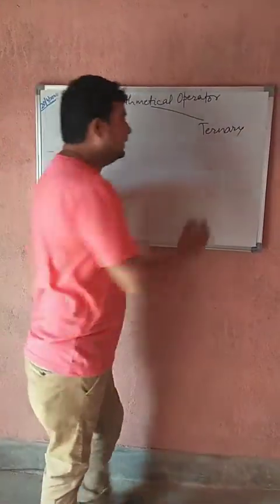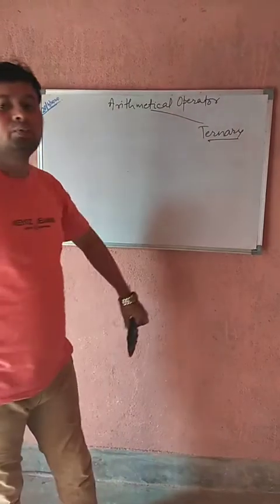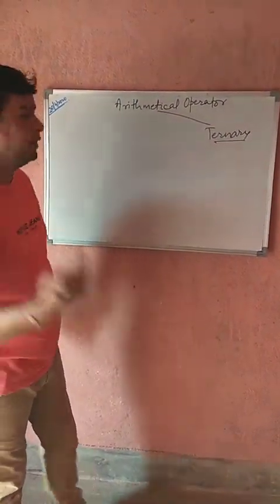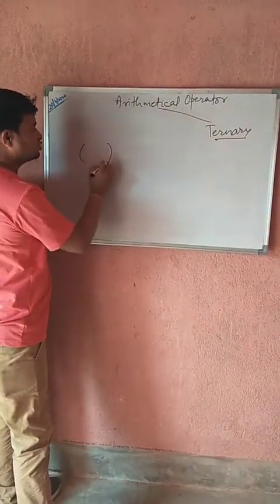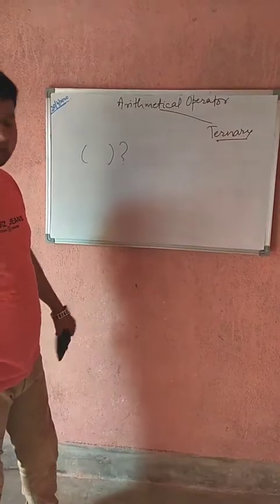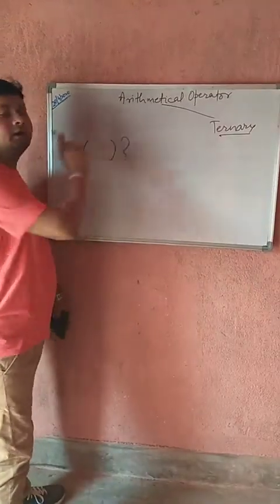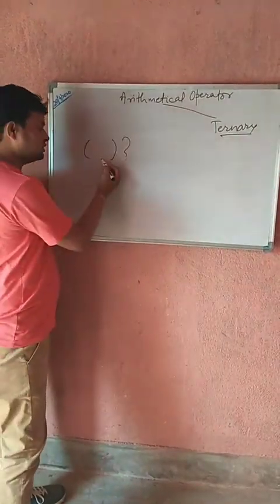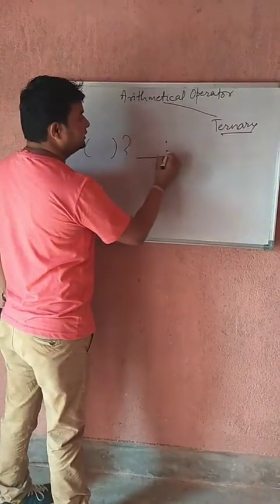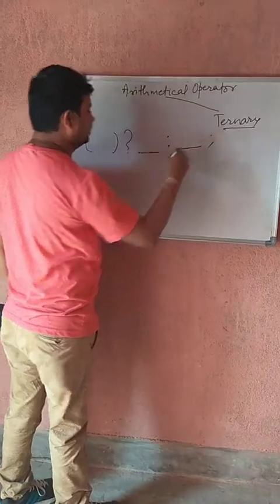So the next one is ternary. Ternary operator is used with 3 operands. What are these 3 operands? This is 1 operand. This question mark is the ternary operator. So this is 1 operand. This is another one, colon. This is the third one, semicolon.